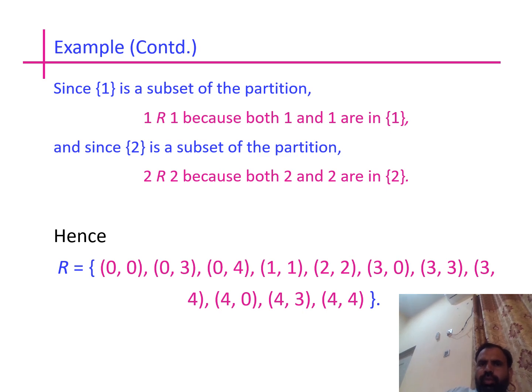Since {1} is a subset of the partition, 1 relation 1 because both are in this. And since {2} is a subset of the partition, 2 relation 2 also, because both are in it. Hence R is (0,0), (0,3), (0,4), (1,1), (2,2), (3,0), (3,3), (3,4), (4,0), (4,3) and (4,4). So this is the R.